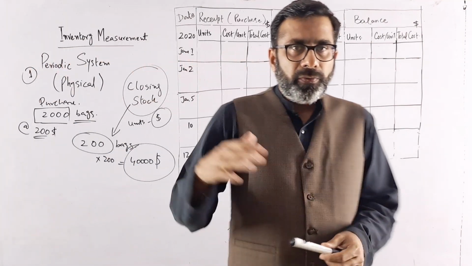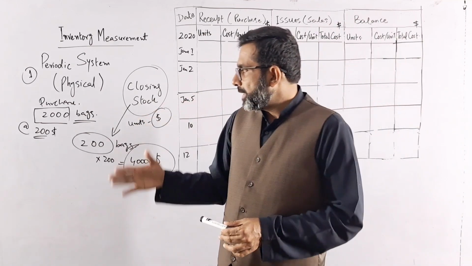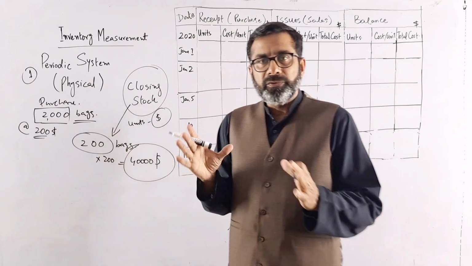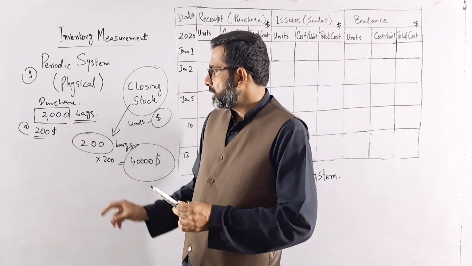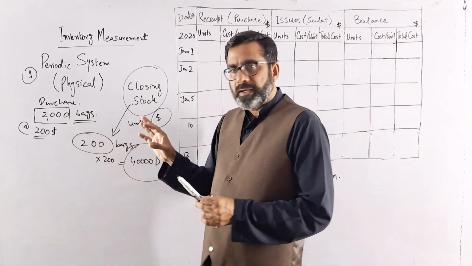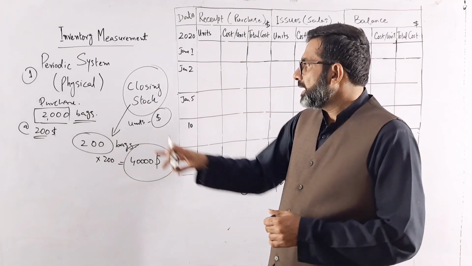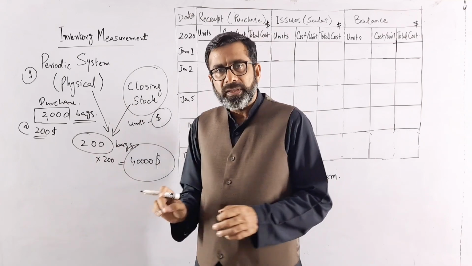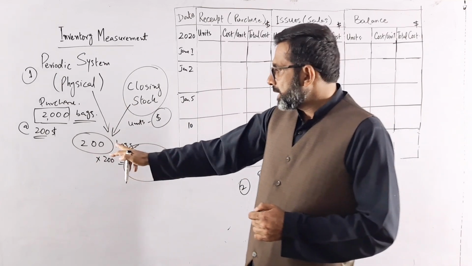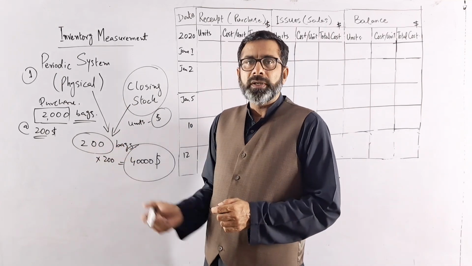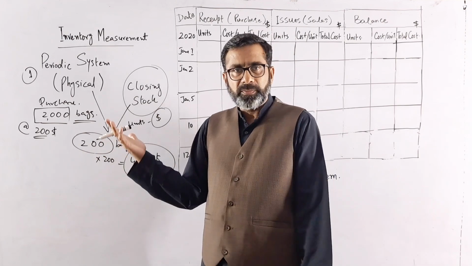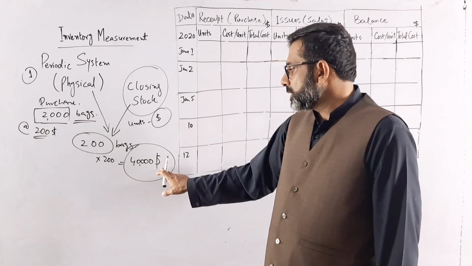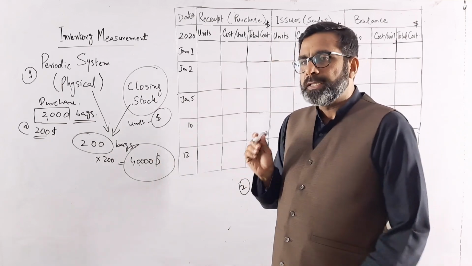It means that during the complete period, the total number of units they purchased is 2,000. But at the end of the period, they physically count how many bags are left with them, what the balance is. They counted 200 bags, and one bag is, for example, $200. So the total value of the closing stock is $40,000.